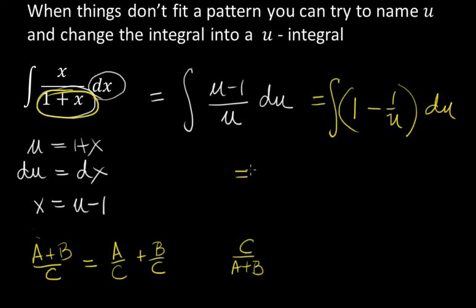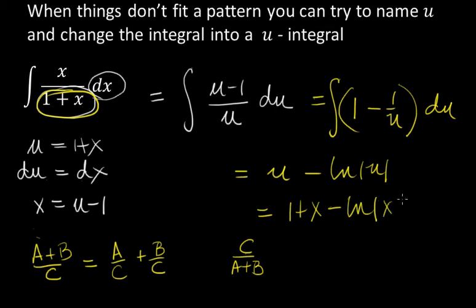I could separate that into the difference of two integrals, but I don't need to write that out. Another way to say it is integrate term by term. So the integral of 1 du is u. We're integrating with respect to u now. Minus the integral of 1 over u, natural log of u in absolute value. And now we just stick back in x. u was 1 plus x, minus the natural log of the absolute value of 1 plus x, or x plus 1, plus a constant.